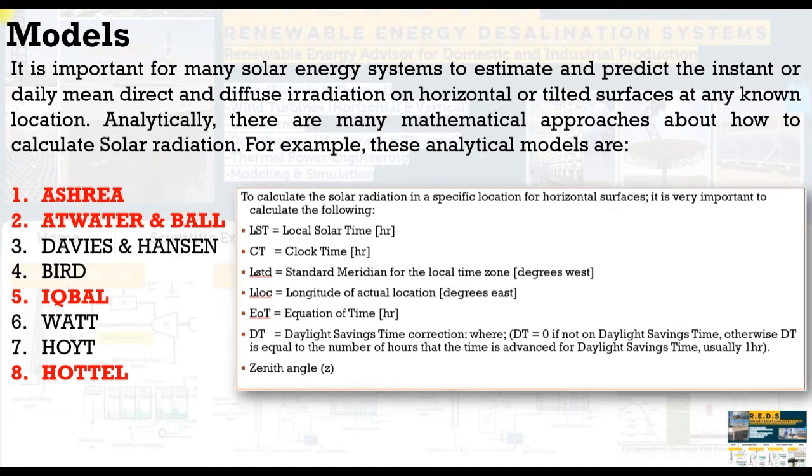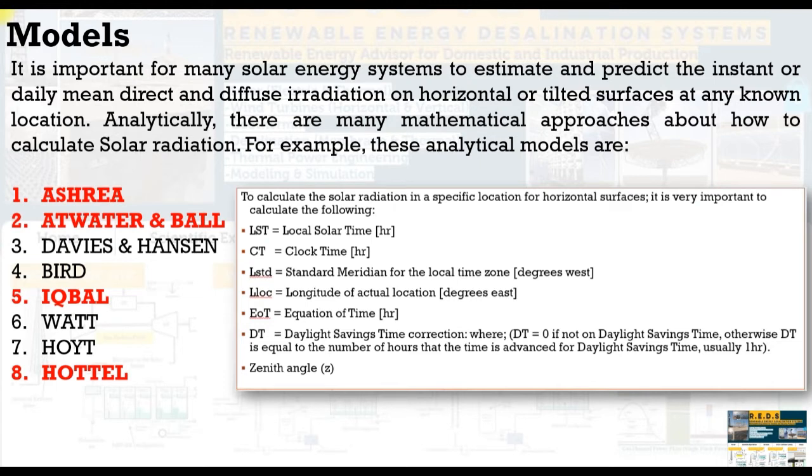How can we measure solar radiation per square meter, as a daily or monthly average, but analytically or mathematically? There are many solar radiation models. It is important for many solar energy systems to estimate and predict the instant or daily mean direct and diffuse radiation on horizontal or tilted surfaces at any specific location. Analytically, there are many mathematical approaches to calculate solar radiation, for example the ASHRAE model, Davies-Hay, the Bird model, the Hottel model, and so on.